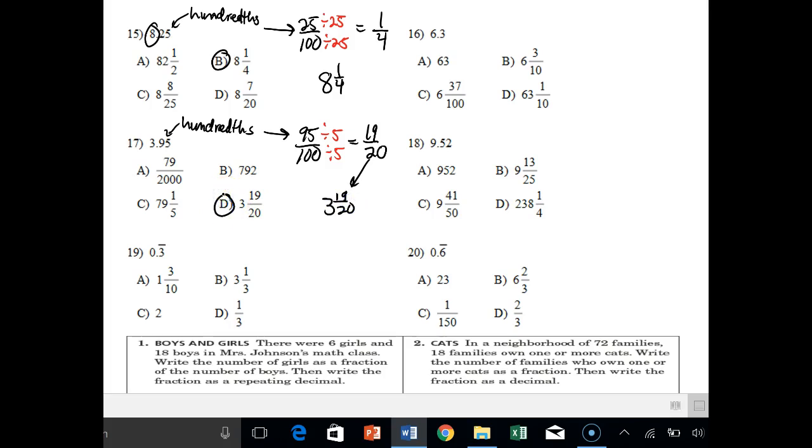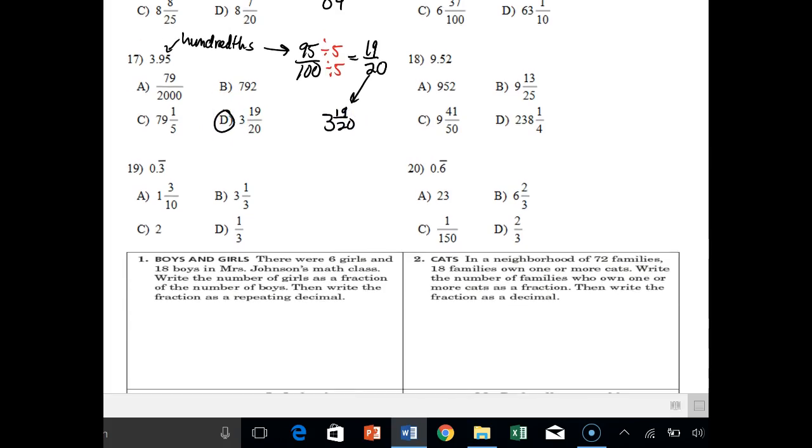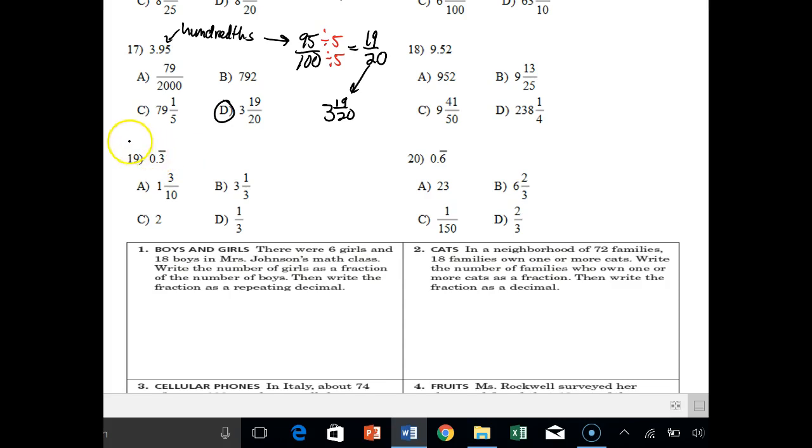So D. Okay. And then the repeated decimal ones, these ones you just have to memorize, right? So your 0.3333 repeated is just 1/3. 0.66666 repeated is 2/3. Just gotta memorize those two. So this is 1/3 and this is 2/3, right?